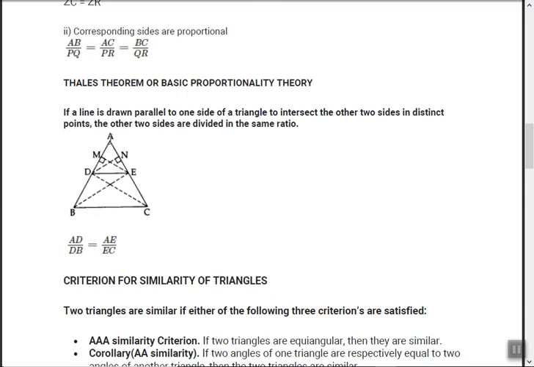Somebody can write it like this also: AD upon AE equals DB upon EC. You can just replace this. Take DB on this side, AE on this side. It's one and the same. But basically Thales theorem is written as AD upon DB equals AE upon EC.